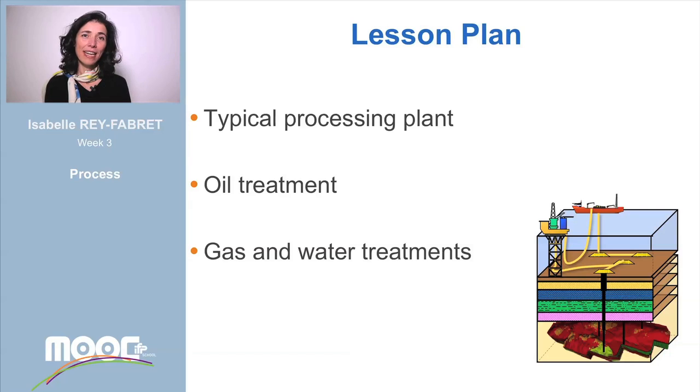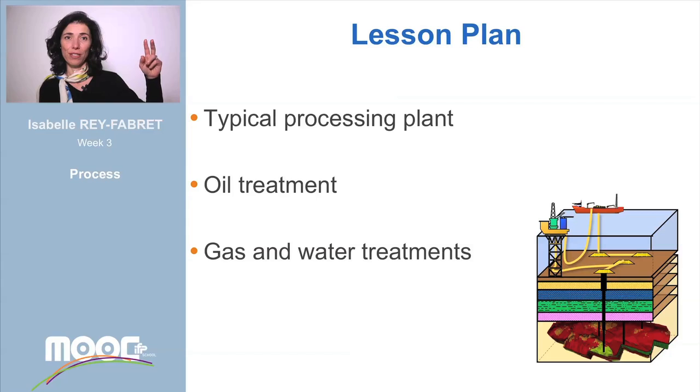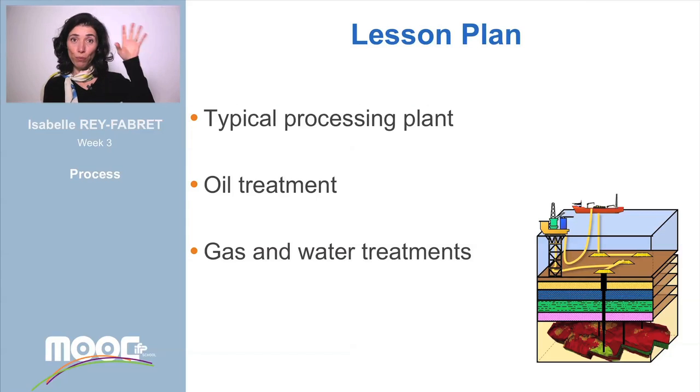We have seen how the fluid is produced and transported from the wellheads to the inlet of the process. Now, let's describe the processing unit. During this lesson, we will focus on a typical processing plant, the fluid feeding this plant, and the final products obtained. Then, we will describe more specifically the oil treatment, followed by the gas and the water treatments.